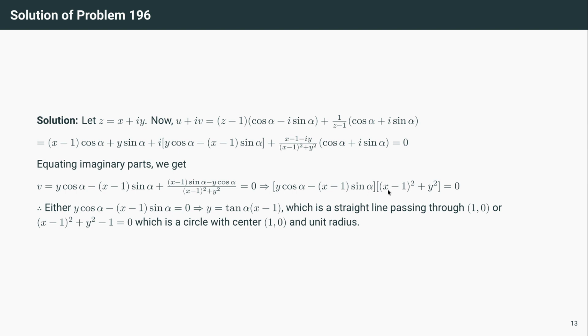So once we have this, either y cos alpha minus (x minus 1) sin alpha is equal to 0, which gives us y is equal to tan alpha into (x minus 1), which is a straight line passing through (1, 0), or (x minus 1) whole square plus y square is equal to 0. That means it is the equation of a circle which has center (1, 0) and radius unity, that is 1.